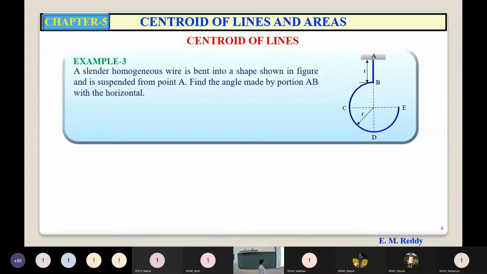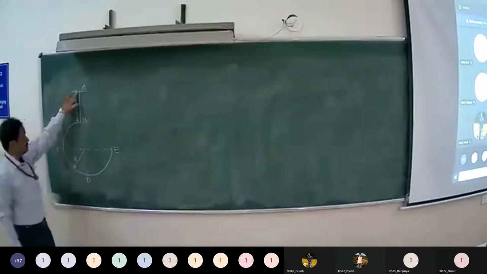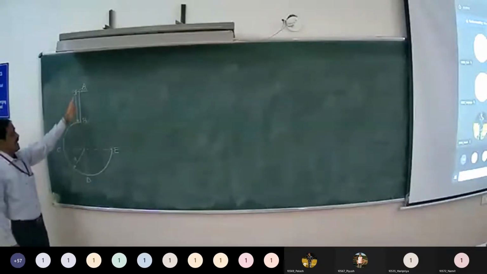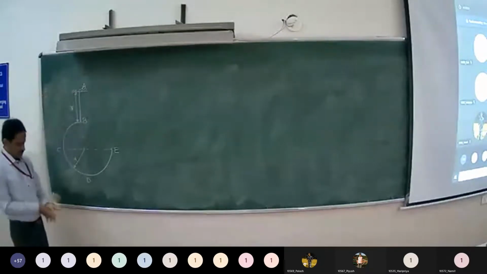A slender homogeneous wire is bent into a shape shown in the figure and is suspended from point A. Find the angle made by portion AB with the horizontal. It is suspended freely from point A. Then you have to find out the angle made by this portion AB with respect to the horizontal.